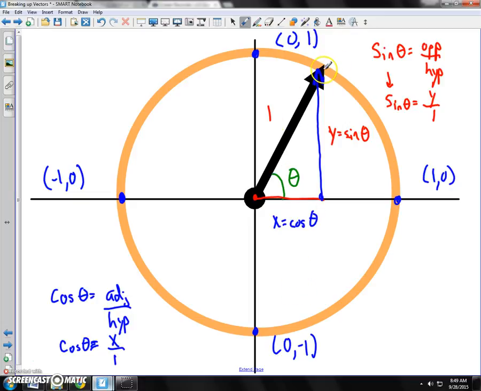And so we have this point here. I'll put it in green. This point is the point where this meets the circle.